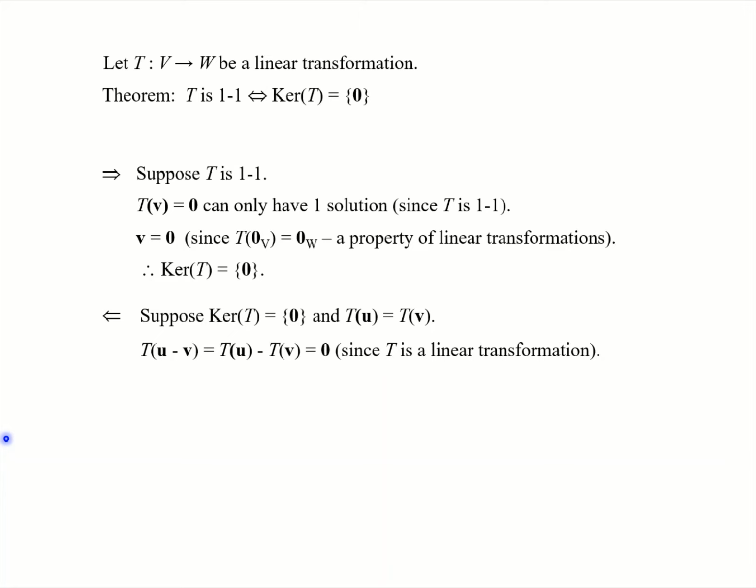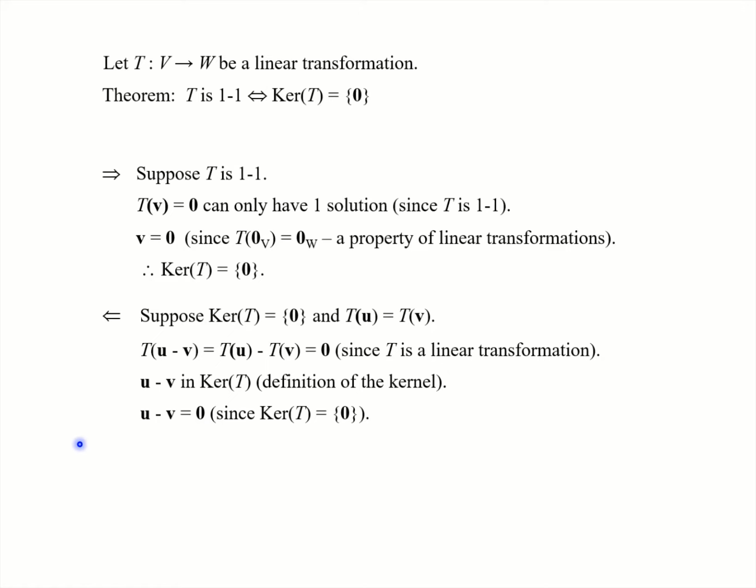So what does that mean? If u minus v gets mapped to the zero vector, then u minus v must be in the kernel of the linear transformation. That's the definition of the kernel. And if u minus v is in the kernel of the linear transformation, then u minus v has to be 0. Why? Because of our assumption up here that the kernel is only one element, the zero vector. So u minus v has to be the zero vector.